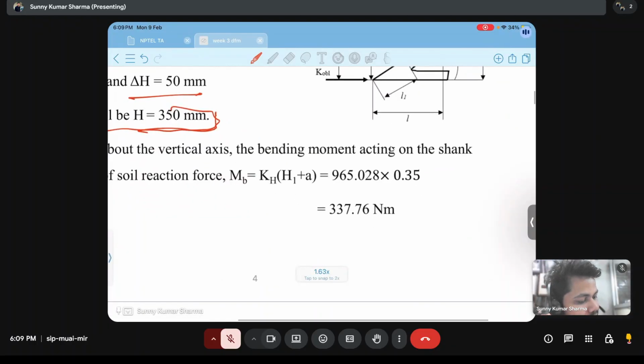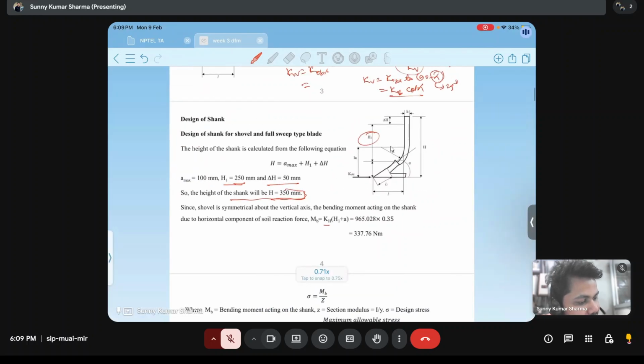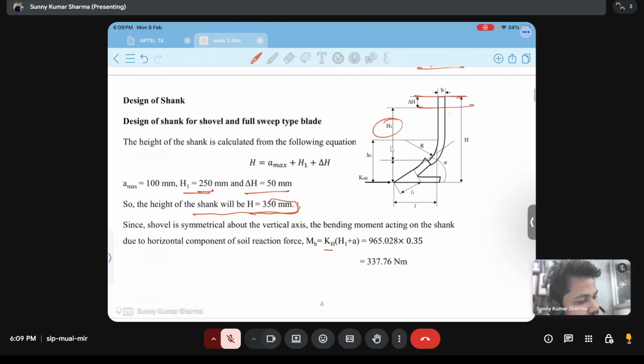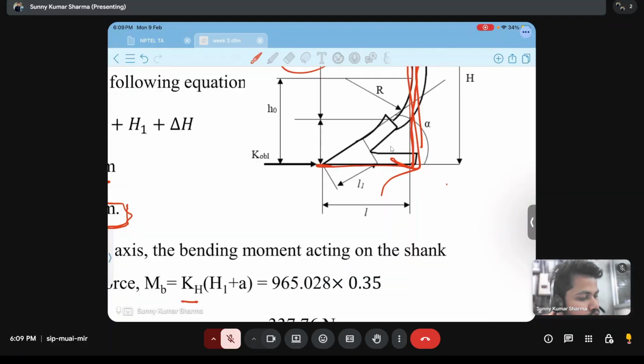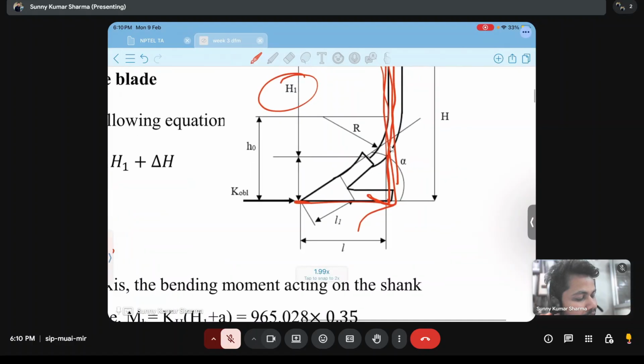So this horizontal force is acting now. For designing the shank, this part is the shank, and it is subjected to bending moment when the working element is symmetrical. For full sweep type, as the sweep is symmetrical, we will get only bending moment. But when we have half sweep, we will get torsion also on this shank. So with this concept, we will design the shank.